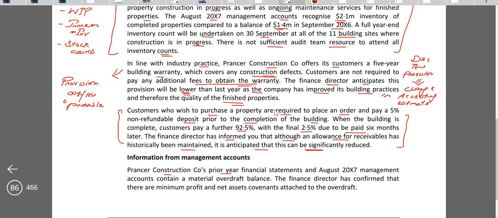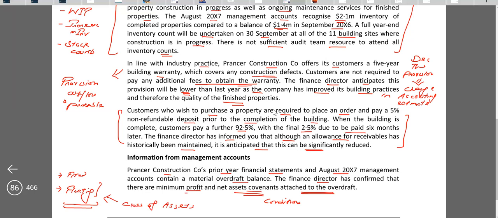The prior year financial statements and August 2007 management accounts have a material overdraft balance. The finance director confirmed that there are minimum profit and net asset covenants attached to the overdraft. Now this is something clear to us, that they have taken the loan and there are covenants, conditions, attached to the loan. If you remember your F4 paper, it says that the company can take the loan on a fixed charge and a floating charge. Now in the floating charge, they do not need to keep certain assets as collateral, but they can take the loan on a class of assets. In that case, they have to maintain a particular level of net assets and profit conditions to meet the covenant conditions. So now there's a risk that in order to meet the covenants, they may try to manipulate the profits and window dress the net assets, as we are seeing that they are decreasing their provisions and their allowances.